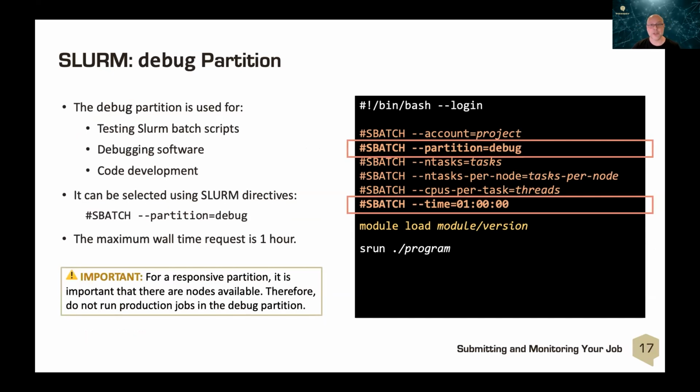The debug partition is intended to be used for testing, debugging, development, and for running short and interactive jobs. The nodes have the same configuration as the nodes in the work partition, but the maximum job time is limited to 1 hour. Again, if you do not need a full hour, please request less.